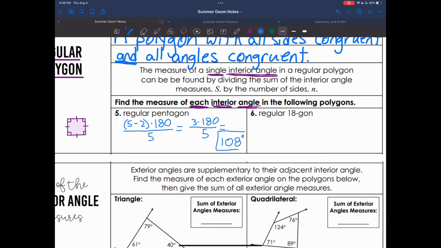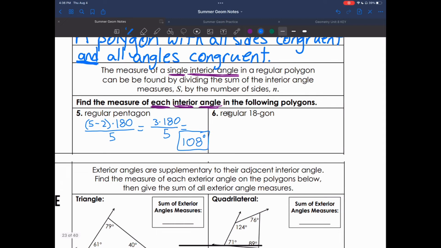So let's try it for a regular 18-gon. So again, let's start with finding the sum total. So we're going to do 18 minus 2, multiply that by 180. But we know we're trying to find just one of the interior angles, so make sure you divide it all by 18 in the end.